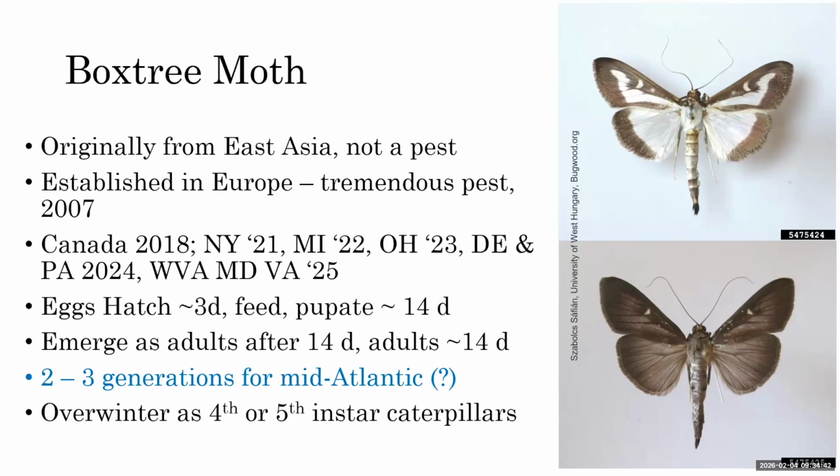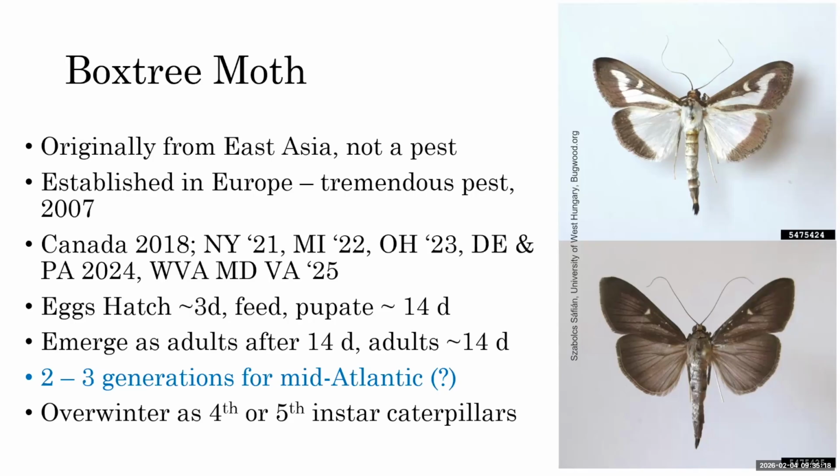The eggs are laid and then they hatch within 3 days. They will feed, and they'll go from egg to pupa within about 14 days. Then when they pupate, about 14 days later, they'll be adults. Within a few days after being adults, they'll start laying eggs. So going from egg, one generation, to the next, depending on temperatures and microclimates, can take between 30 and 40 days.